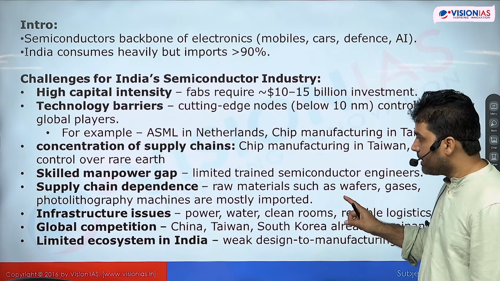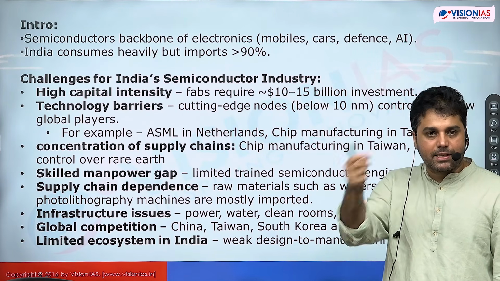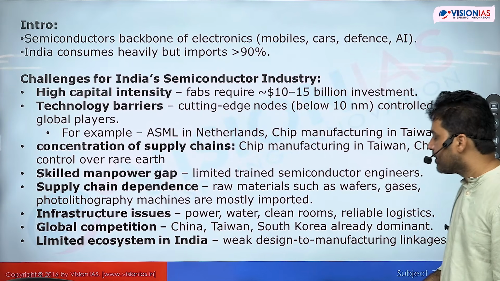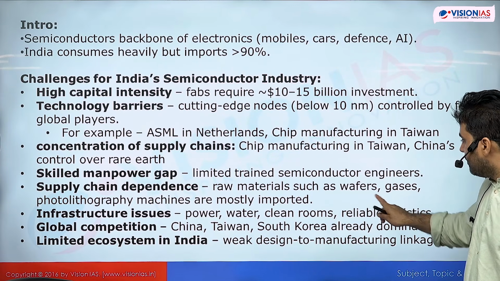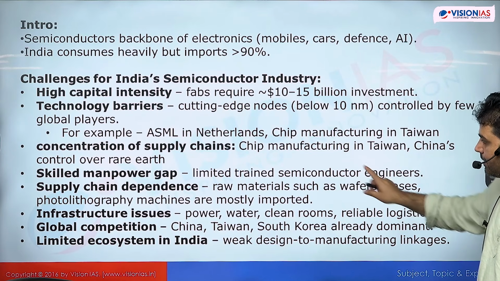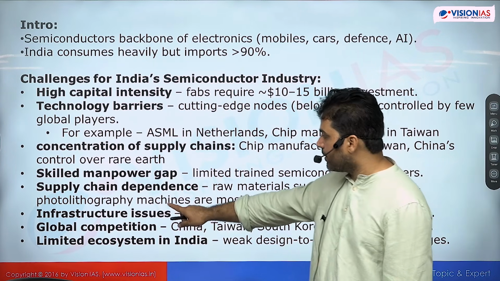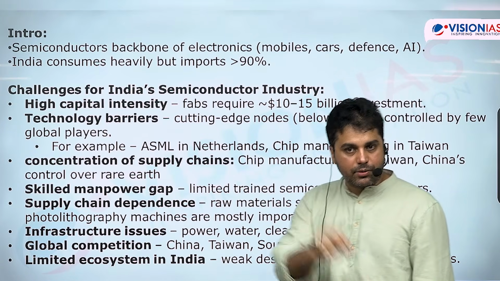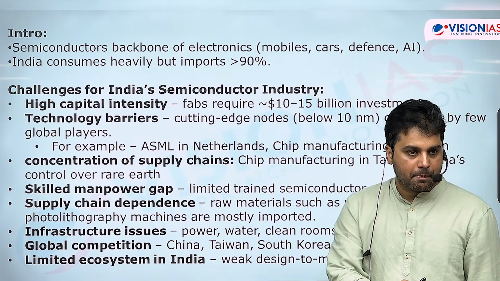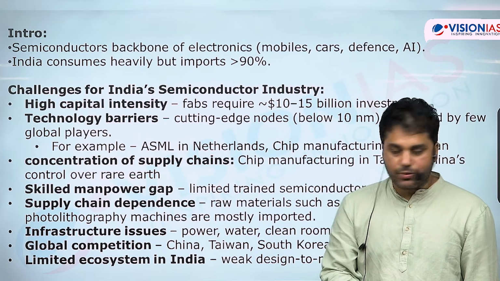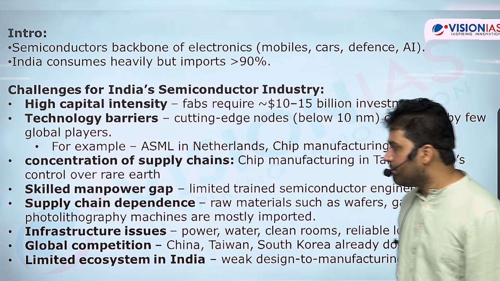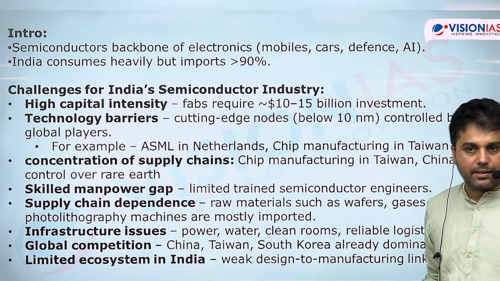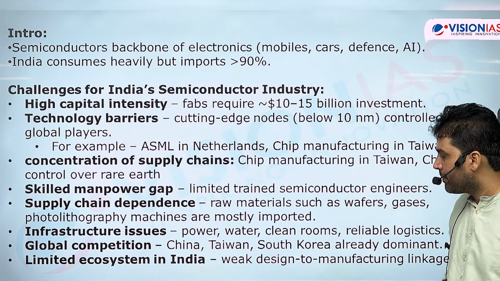We need skilled manpower. This is an obvious point. This will be a general point which can be written, that skilled human resources. For raw material, wafers, gases, there is a machine called photolithography. If you can use this word, lithography, then again you are going to get that 0.5 marks extra. That lithography machines, all of that we are dependent upon other part of the world. So there is a supply chain, huge supply chain dependence.